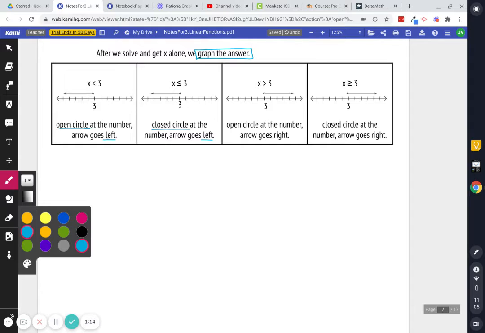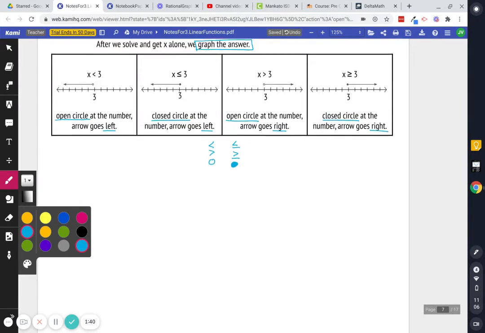X greater than 3 is an open circle to the right. Greater than or equal to is closed circle to the right. So in general, if we're going to just kind of trap some of this information, less than and greater than get open circles. Less than or equal to, greater than or equal to, get filled in circles. Okay? And we've done some stuff with filled in circles and whatnot, so hopefully that feels a little bit familiar.